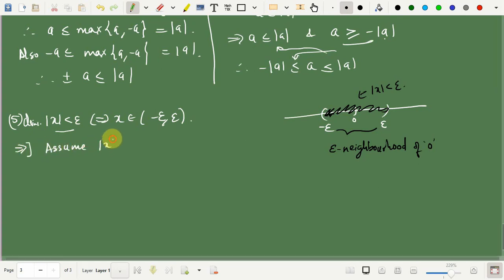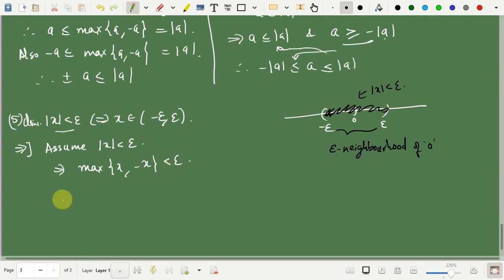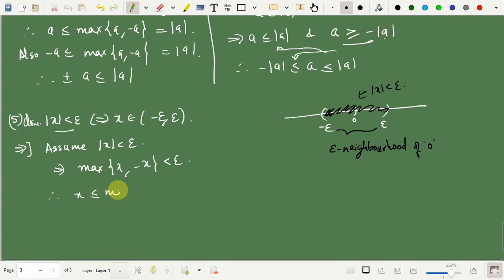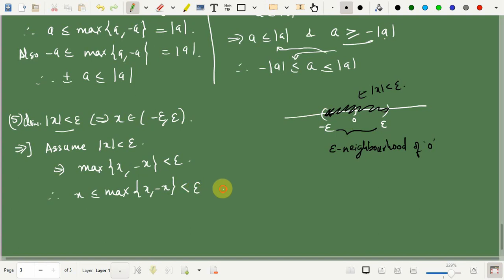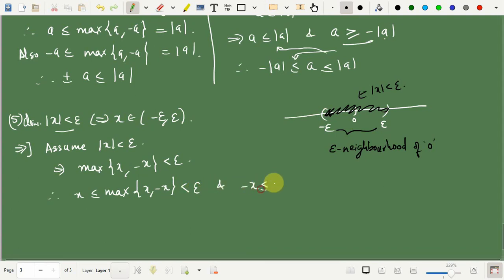mod of x less than epsilon. Now basically, what would this imply? You know that mod of x is the same as maximum of x comma minus x. So this is less than epsilon, and therefore this x, which is less than or equal to maximum of x comma minus x, has to be less than epsilon, as well as minus x, which is less than or equal to maximum of x comma minus x, has to be less than epsilon.